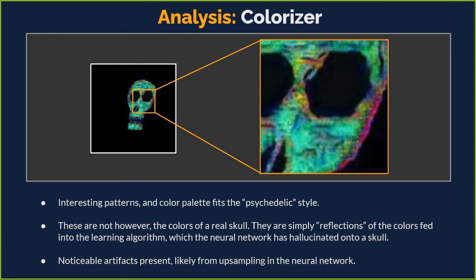There are also some noticeable artifacts present. You can see these square shapes right here, and especially in the black, you can see this sort of grid pattern. This is likely from the upsampling that occurs in the neural network during the decoding step. There are ways that you can address this upsampling and make it a bit smoother. We decided it was fine for now. A little bit of imperfection actually adds to the effect.